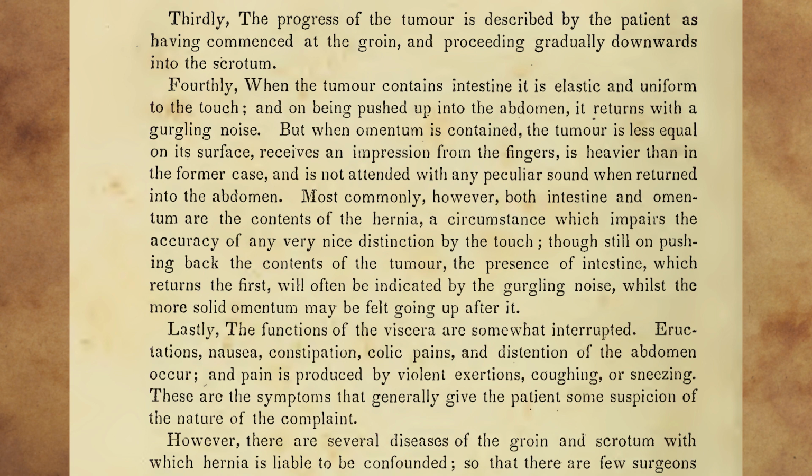But when omentum is contained, the tumor is less equal on its surface, receives an impression from the fingers, is heavier than in the former case, and is not attended with any peculiar sound when returned into the abdomen. Most commonly, however, both intestine and omentum are the contents of the hernia, a circumstance which impairs the accuracy of any very nice distinction by the touch. Though still, on pushing back the contents of the tumor, the presence of intestine, which returns the first, will often be indicated by the gurgling noise, whilst the more solid omentum may be felt going up after it.